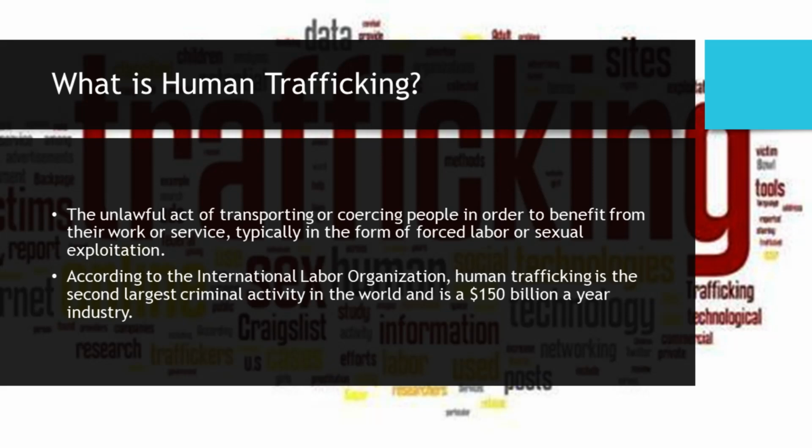What is human trafficking? The unlawful act of transporting or coercing people in order to benefit from their work or service, typically in the form of forced labor or sexual exploitation. According to the International Labor Organization, human trafficking is the second largest criminal activity in the world and is a $150 billion a year industry.